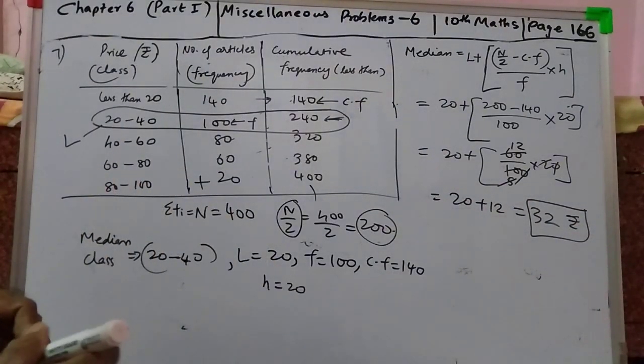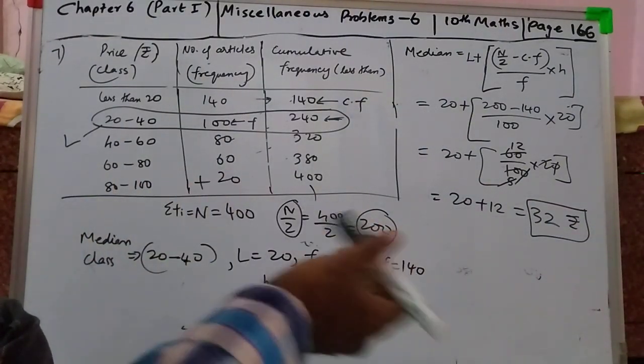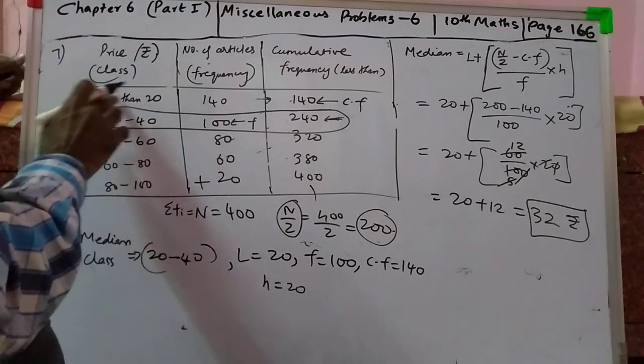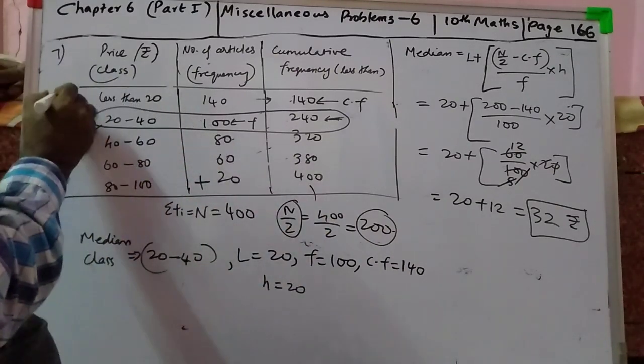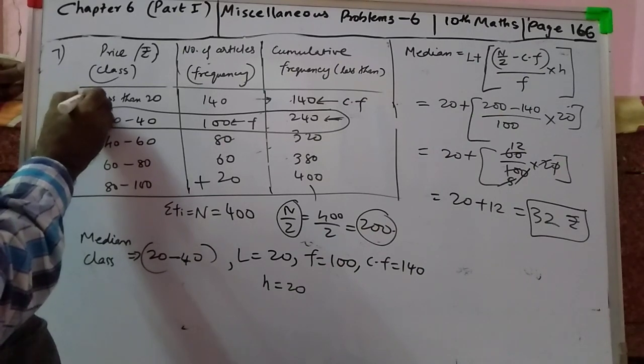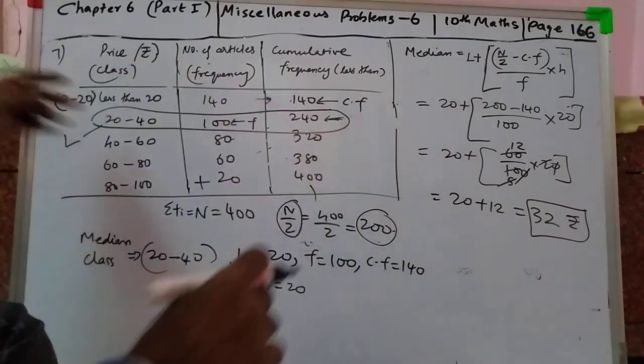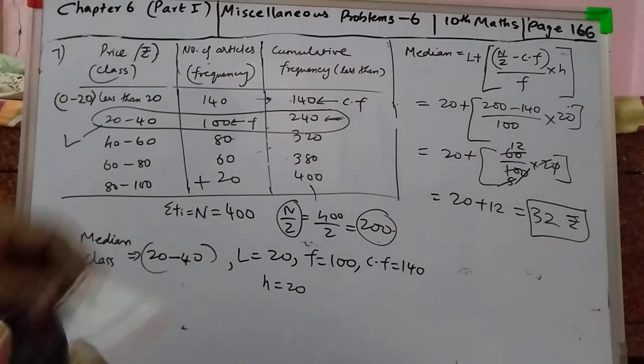Very simple. Now let's do the next one. You can take it like this, less than 20, so 0 to 20 is this class. Now let's do the next one. Problem 8: we have to find the mode.